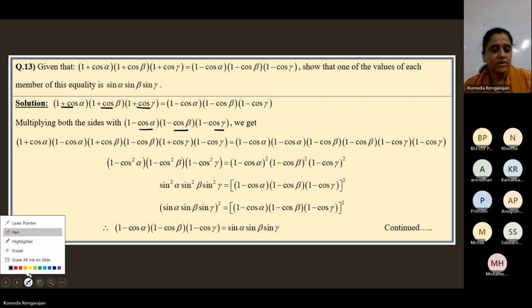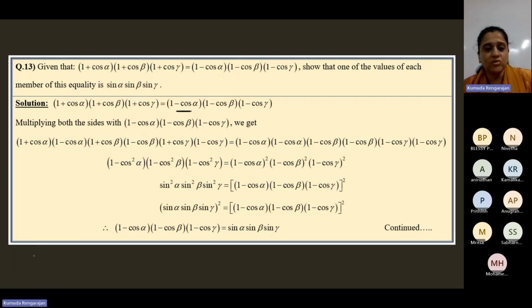So this one into this one, and this one into this one is equal to, multiply the RHS also. So it will be 1 minus cos alpha into 1 minus cos alpha, 1 minus cos beta into 1 minus cos beta, 1 minus cos gamma into 1 minus cos gamma. See here.